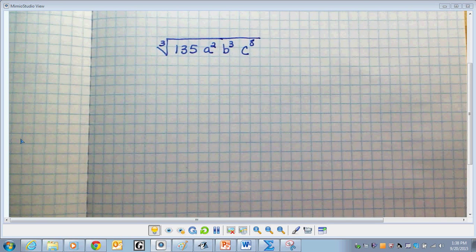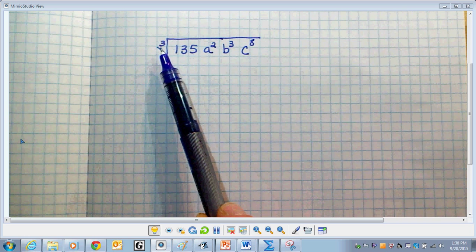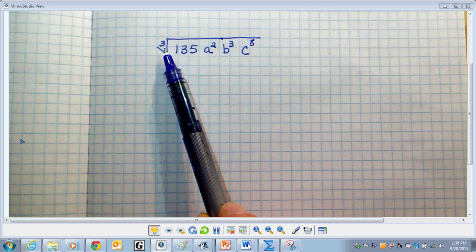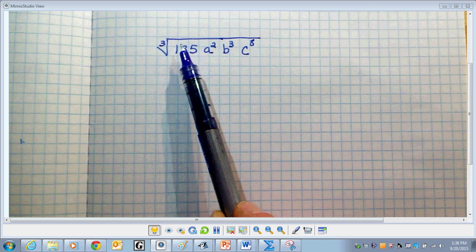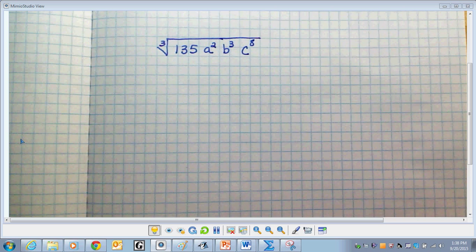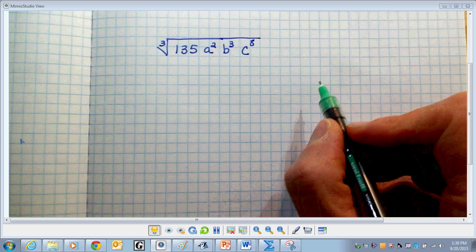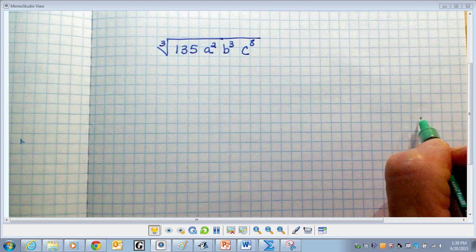We're going to simplify this cube root term. And if we notice, this is a cube root, which means we're looking for triplets. So the first thing we're going to do is focus on our number. We're going to use the birthday cake method to get our prime factors. So over here on the side, I'm going to work it out.